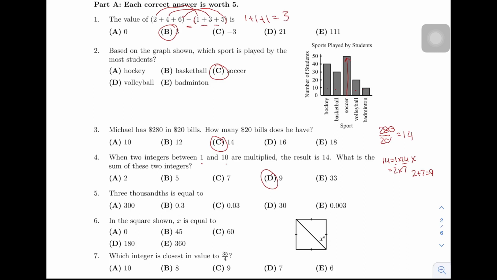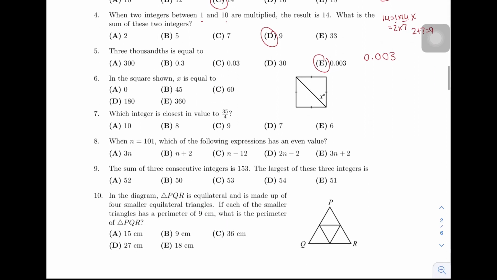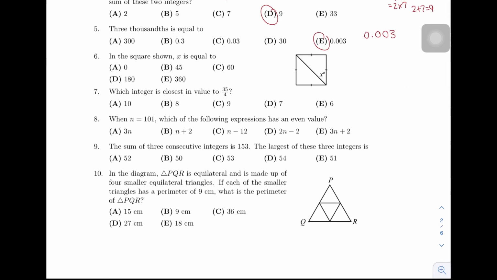Number 5, 3 thousandths equal to. So 0 point, this digit is the tenths, this is the hundredths, and this is the thousandths. So this would be 3. Therefore, E is the correct answer. Number 6, in the square shown, x is equal to. You know that all four angles in the square are 90 degrees, and since x is half of this angle, it would be 90 divided by 2, which equals 45. Therefore, x is equal to 45 degrees.